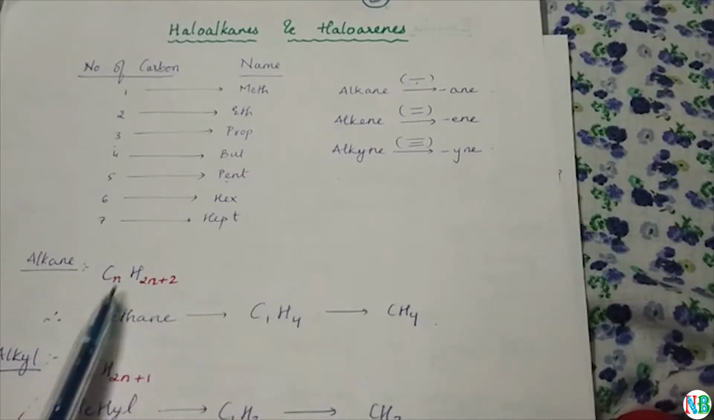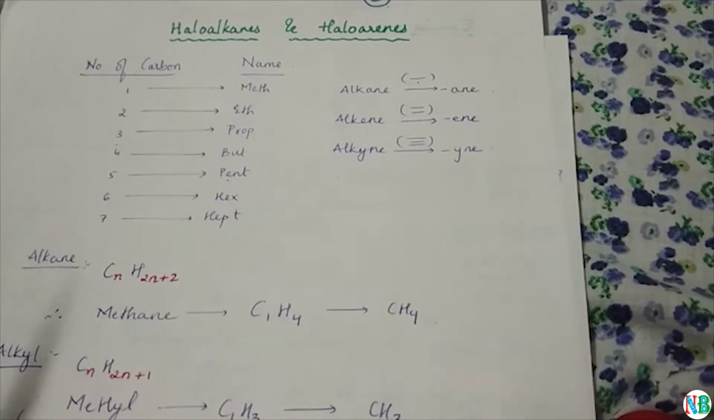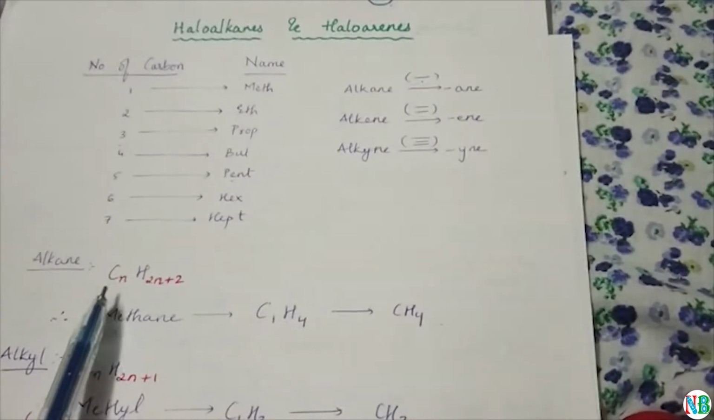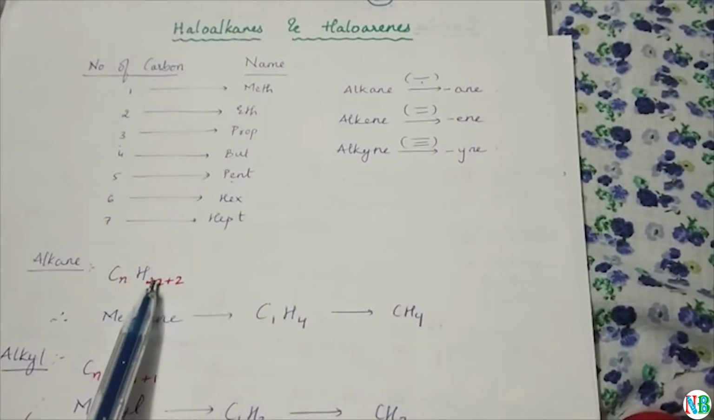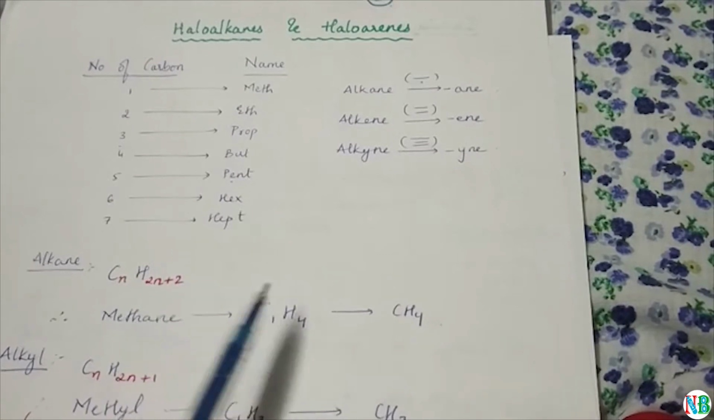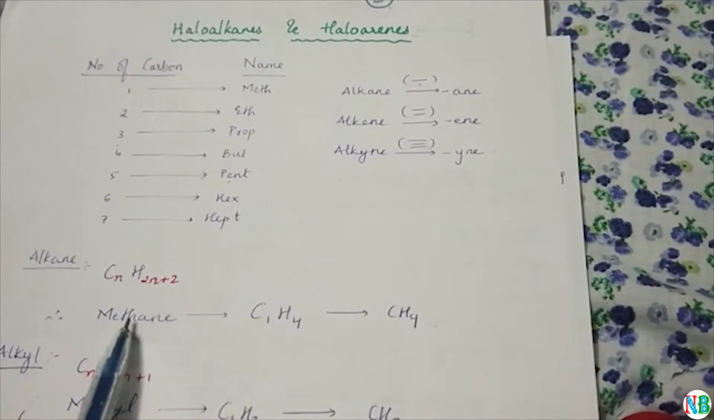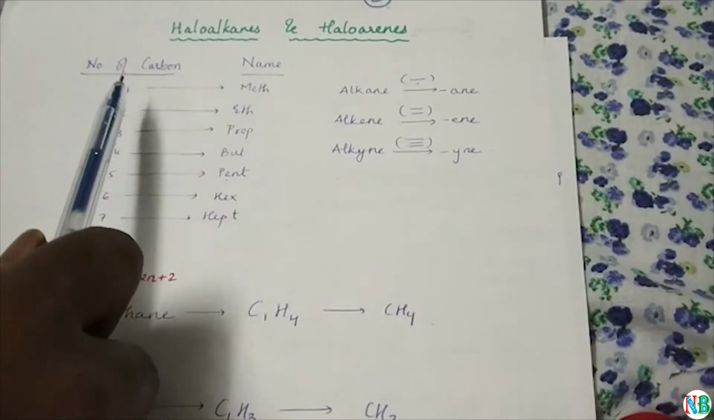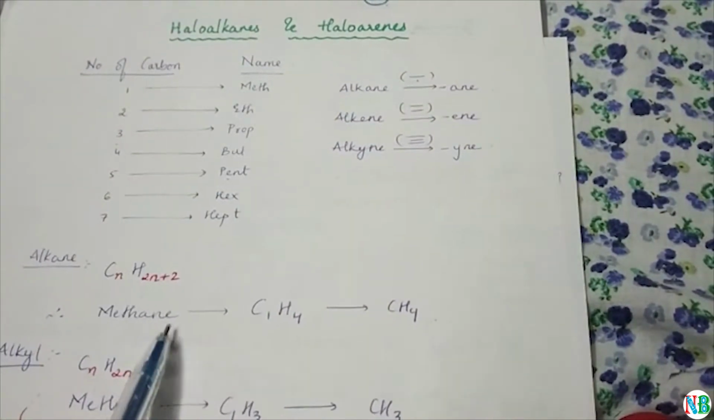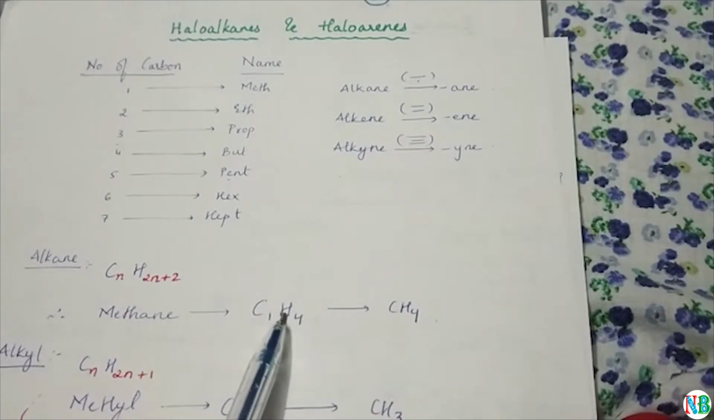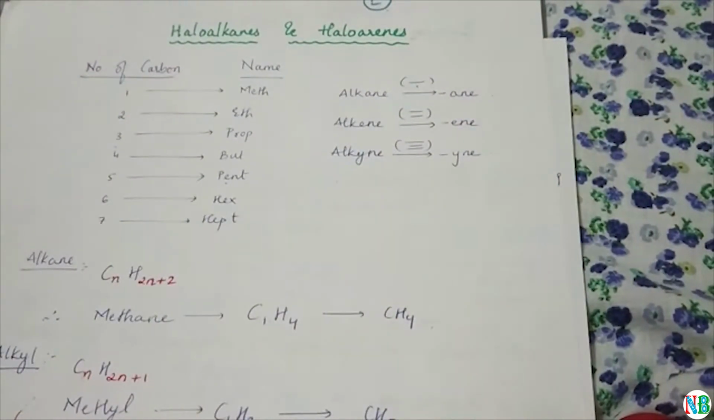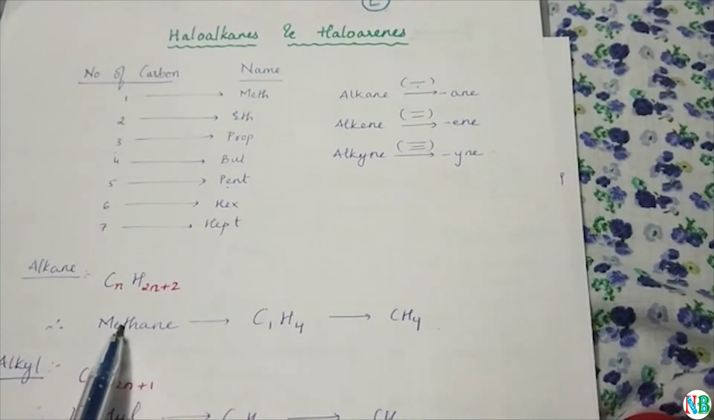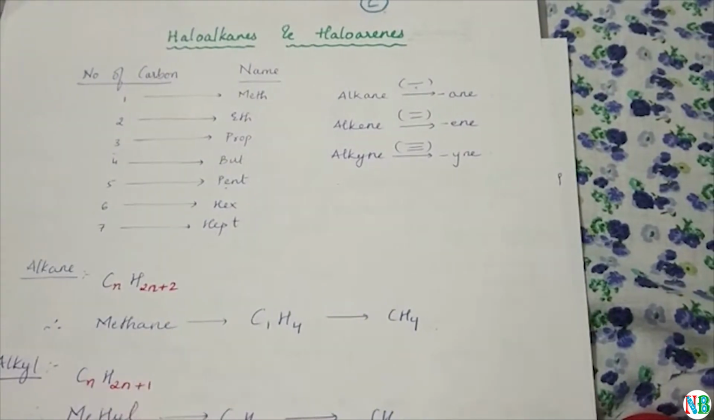Now what is CnH2n+2? Suppose I put n as 1. This becomes carbon 1, hydrogen 2 times 1 is 2 plus 2, so hydrogen 4. That is CH4, and that gives us the name methane. The name methane is because one carbon is meth, and there is only a single bond between them, therefore ane. So meth stands for one carbon and ane stands for alkane.